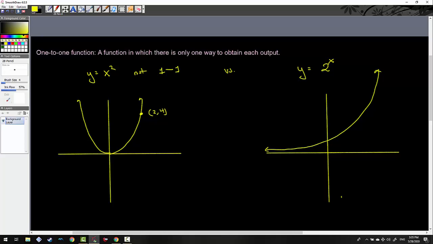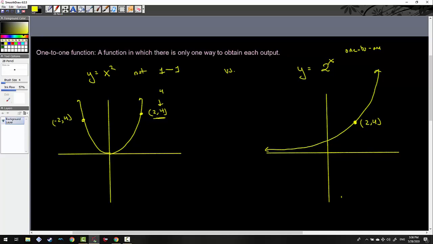And I will go ahead and plug in a point here. Let's say I'll plug in a point, how about (2, 4)? So let's compare and contrast these. Why is 2 to the x 1-to-1 and x squared not 1-to-1? Well, remember, a 1-to-1 function is a function in which there is only one way to obtain each output. Is that true for x squared? Is the only way I can obtain 4, right? This output, 4, is what I'm trying to obtain. Is there another way that I can obtain this value? Well, of course there is. I could have plugged in -2 and gotten out 4.